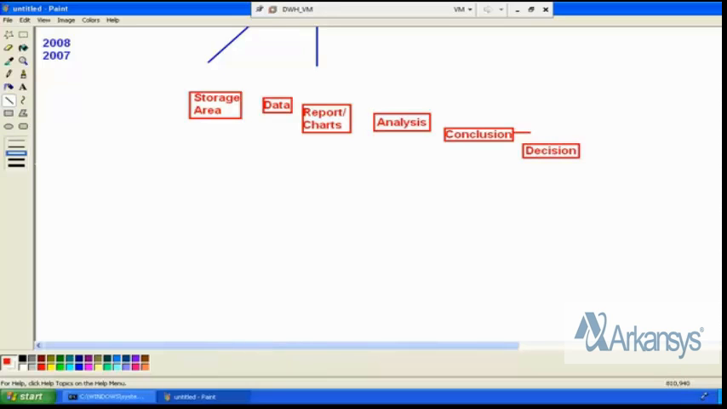So decision making is coming from conclusion, and conclusion is coming from analysis. Analysis is coming from a reporting process, and this reporting is basically coming from data, and this data is coming from a storage area. Okay?